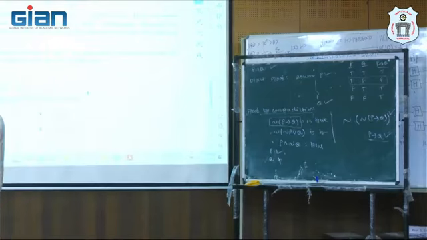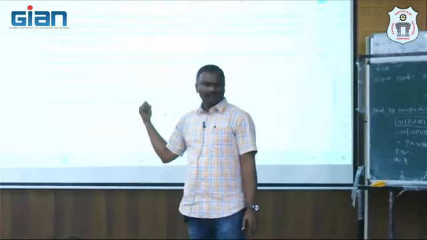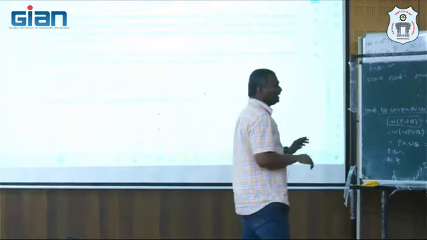Now, all of us know that this is an entangled state. It's a Bell state, we know that it is an entangled state. Now we are going to give a proof by contradiction.